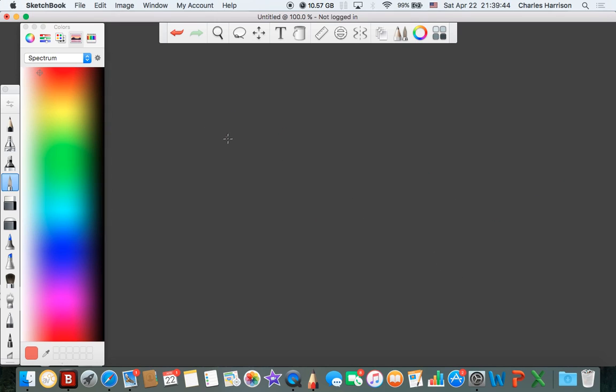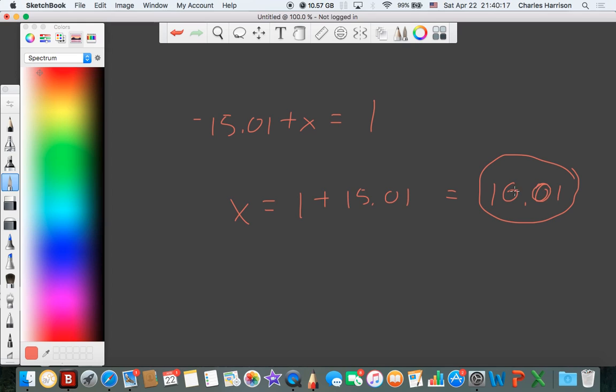Next one is, it says the sum of 15.01 and a number. So I would say it's negative 15.01 plus x equals 1. Well, that's easy. We're just going to be plussing this to this, so it's really x equals 1 plus 15.01, or that equals 16.01. There's the answer. 16.01. All right. Next one.